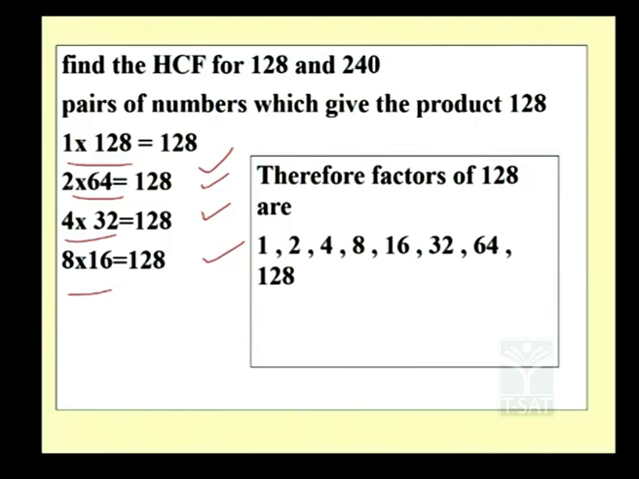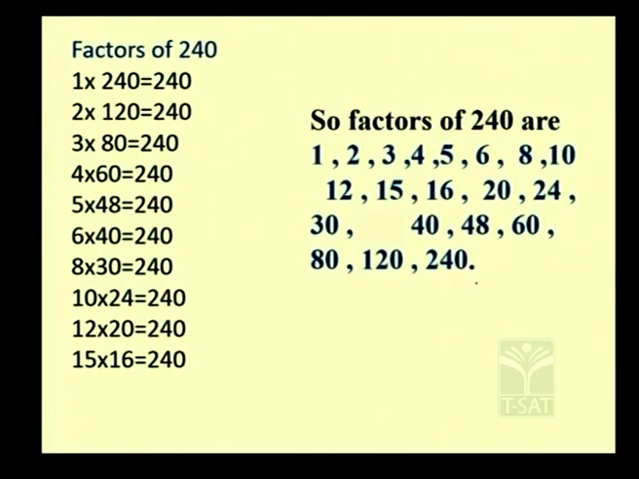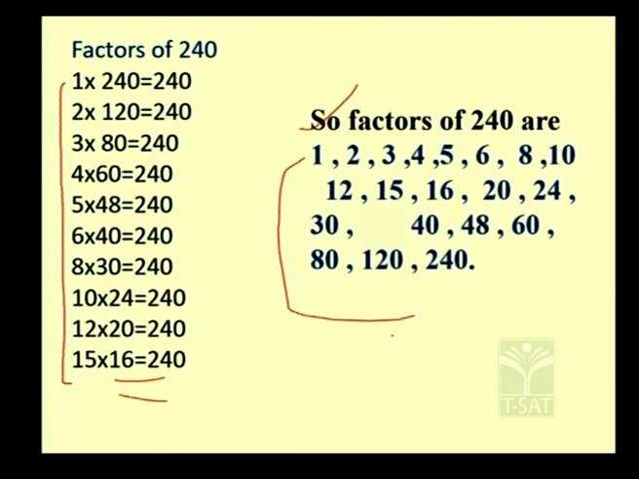So, 1, 2, 4, 8, 16, 32, 64 and itself 128 are the factors of 128. Similarly, we are finding factors of 240. We can find the factors of 240: 1 into 240, 2 into 120, 3 into 80, 4 into 60, 5 into 48, 6 into 40, 8 into 30, 10 into 24, 12 into 20, 15 into 16. Like that, we are having the factors of 240: 1, 2, 3, 4, 5, 6, 8, 10, 12, 15, 16, 20, 24, 30, 40, 48, 60, 80, 120 and 240.